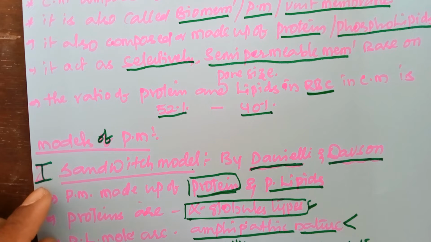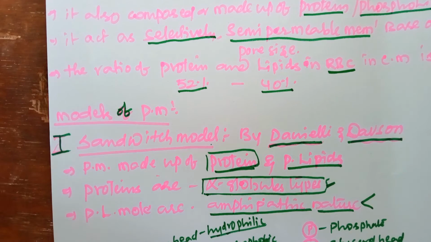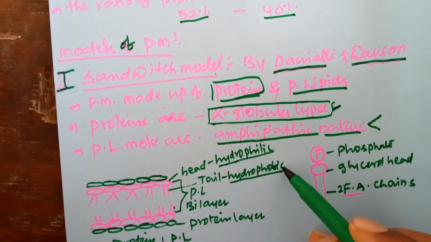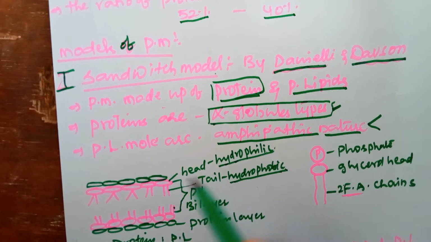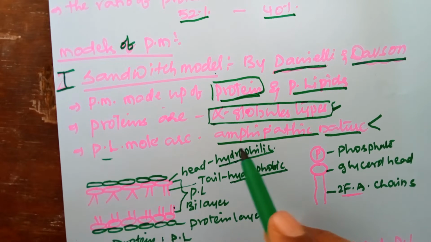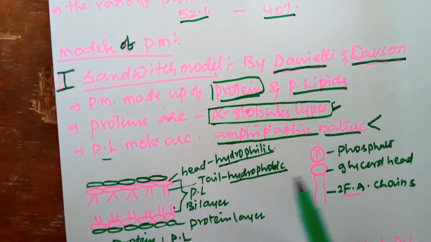Next, hydrophobic. Hydrophobic means water cannot be transported through the tail part of the phospholipid. So these are the 2 characters present in the phospholipid molecule, so that phospholipids are amphipathic in nature.